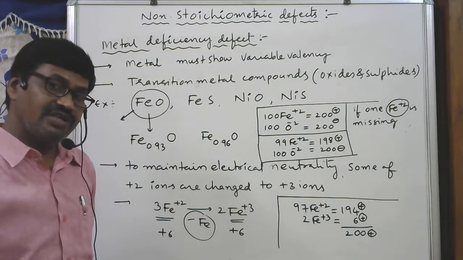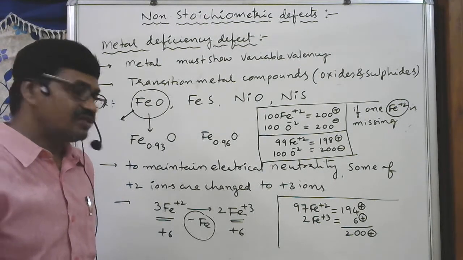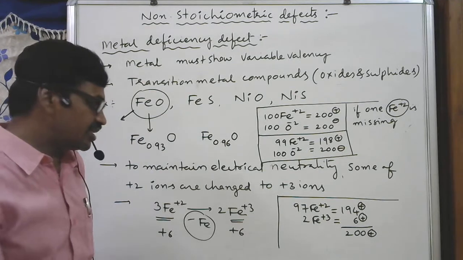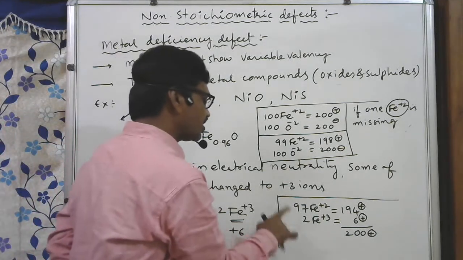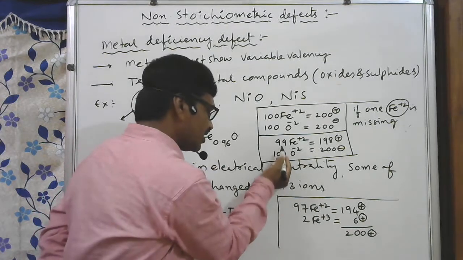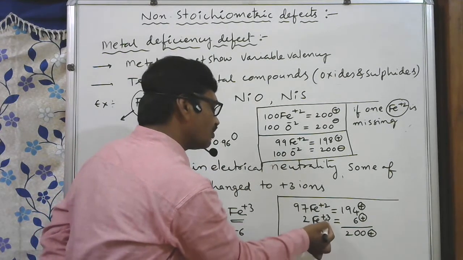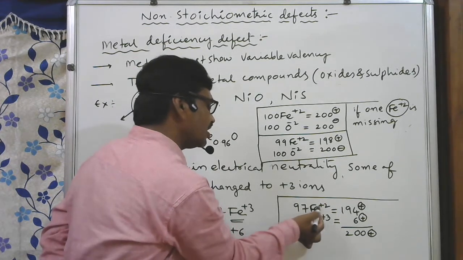But whenever it maintains electrical neutrality, then again it can get stability. So to get stability, here what I am doing is only for understanding purposes. From these 99 Fe plus 2, 2 are changed to Fe plus 3. So I have written 2 Fe plus 3 and the remaining 97 Fe plus 2.